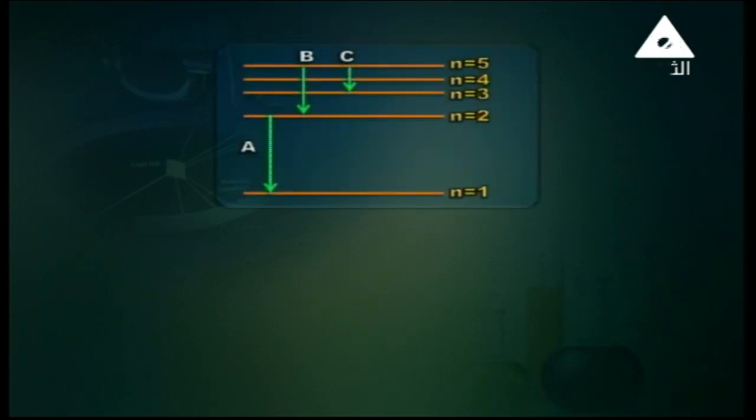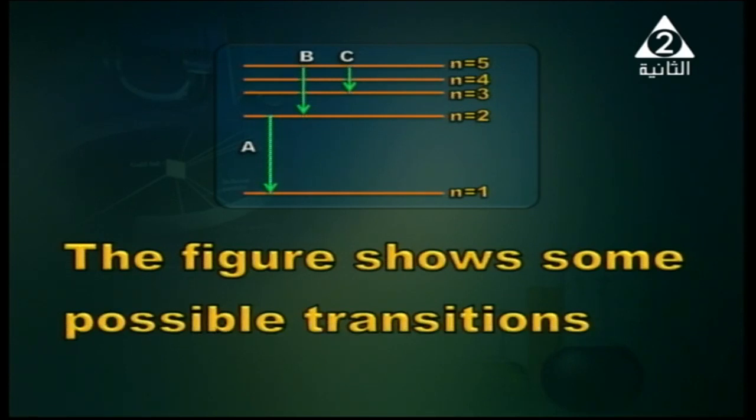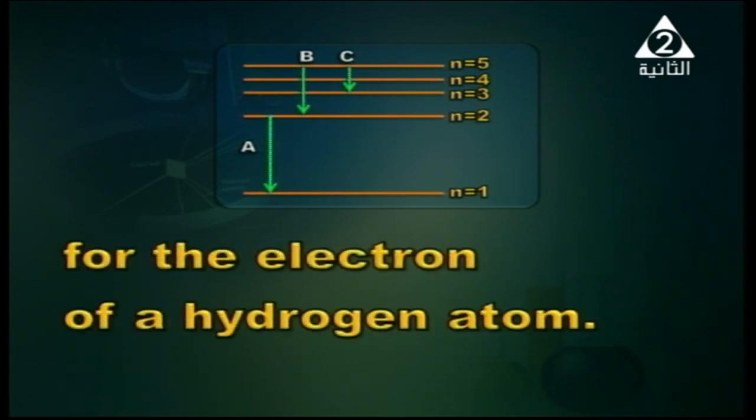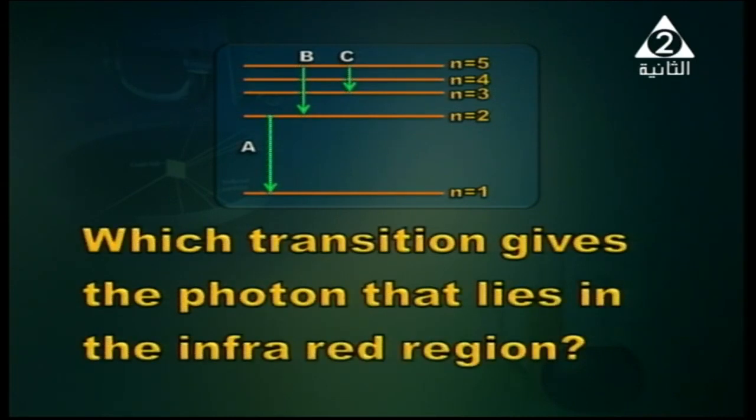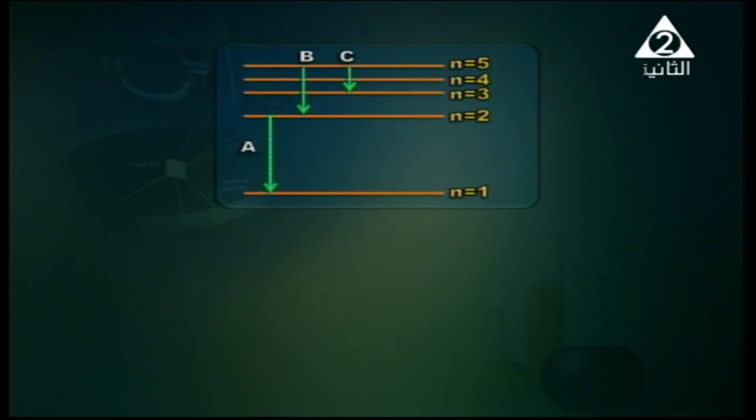And now we've got a figure and we've got a question. The opposite figure shows some possible transitions for the electron of a hydrogen atom, so the figure is concerned with the hydrogen atom. Which transition gives the photon that lies in the infrared region? Is it A, B, or C? Of course, it is line C.